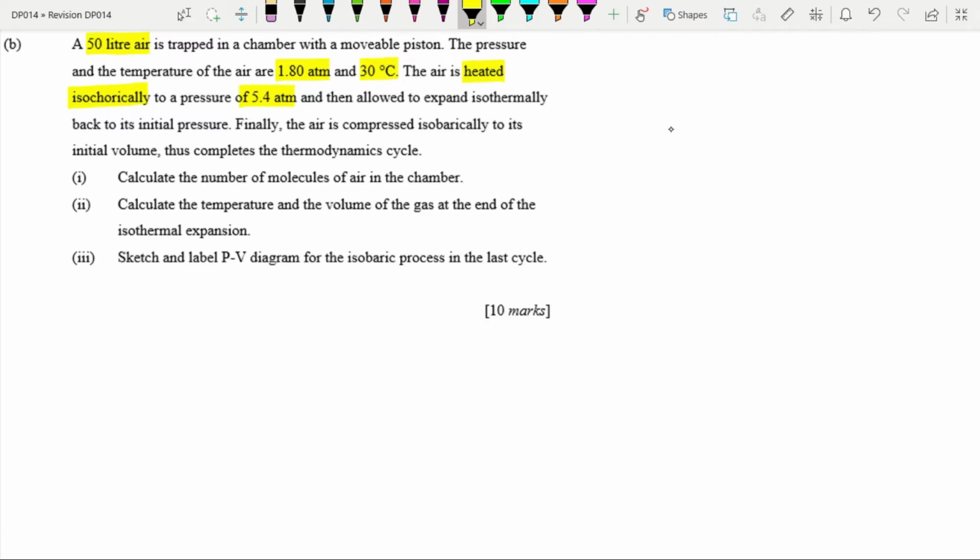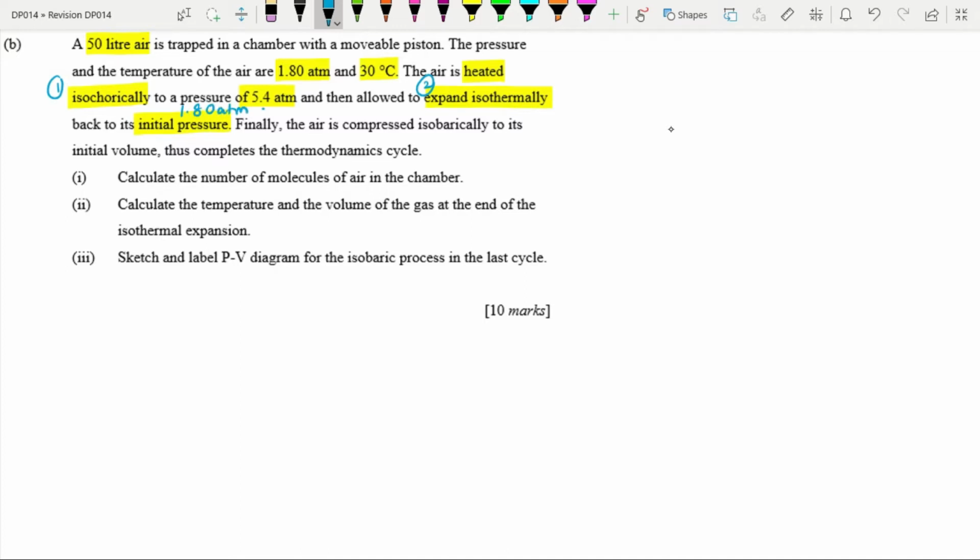And this is the first process, and then it is allowed to expand isothermally back to its initial pressure. So the second process is isothermal expansion. So it goes back to the initial pressure, which is 1.8 atm.